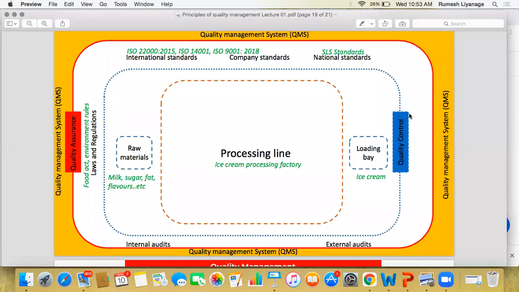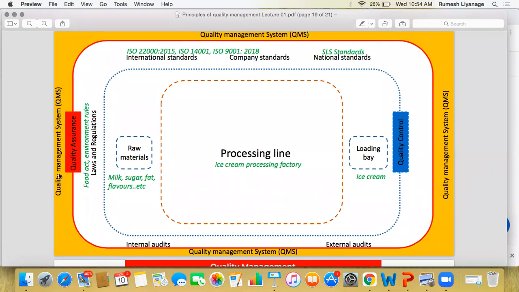Nothing new. And in this blue line, quality control, you can see the blue line, right? And then again, quality assurance, we have a red line here, right? In between these red and blue lines, you can see international standards. And you can see some examples, ISO standards and company standards and national standards. And also laws and regulations and internal audits and external audits. So here you can understand why quality control is important and why quality assurance is important.